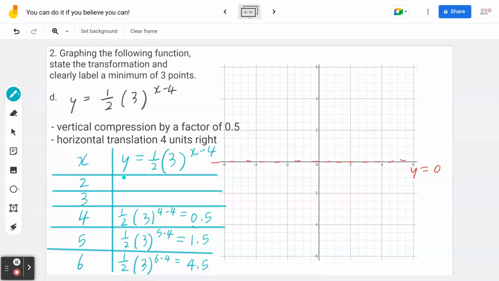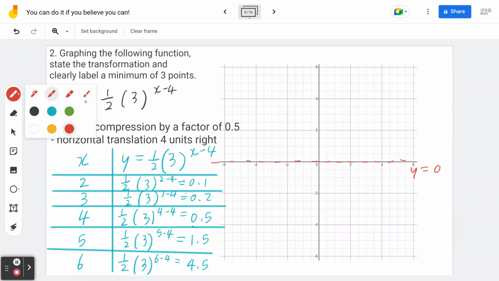And of course, you can also plug in the first two numbers. So for example, half times 3 to the power of 2 minus 4. If I grab a calculator, this is 3 to the power of -2 times half. So it's going to be approximately 0.1. It's actually 0.05555 repeated, but I'm going to round it to 0.1. Likewise, if I plug in 3, it's going to be half times 3 to the power of 3 minus 4, which is approximately 0.2, just like that.